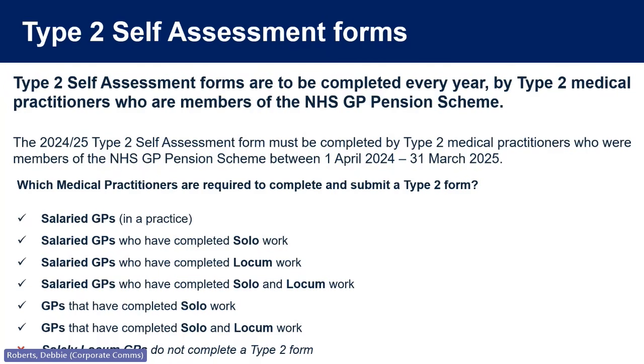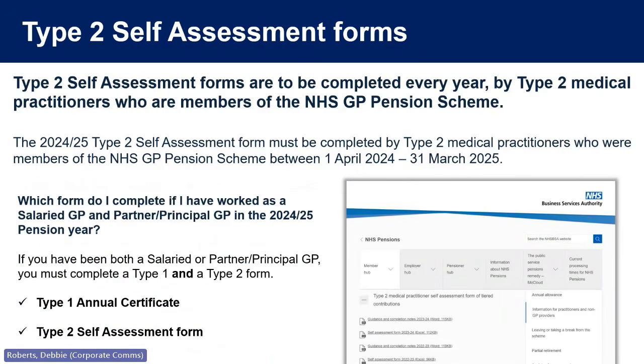Solely locum GPs should not complete a Type 2 form. Solo work might be work for an out-of-hours provider, a clinical lead, or a board member for an ICB, or alternatively, you may have been an appraiser for the NHS England region. Locum work will only be included if you have pensioned the work by submitting locum A and B forms within the required 10-week timeframe and have paid the relevant payments. As a locum GP, it's your decision whether you wish to pension your locum work. But remember, solely locum GPs should not complete a Type 2 form, as there is no requirement to do so.